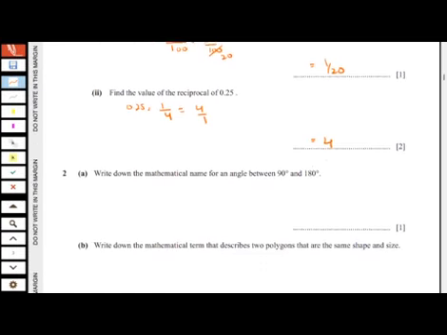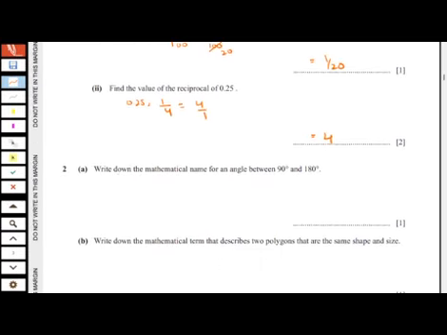Next, question number 2, part A. Write down the mathematical name of an angle between 90 degrees and 180 degrees. When the angle is between 90 degrees and 180 degrees, it is called an obtuse angle. Obtuse angle.